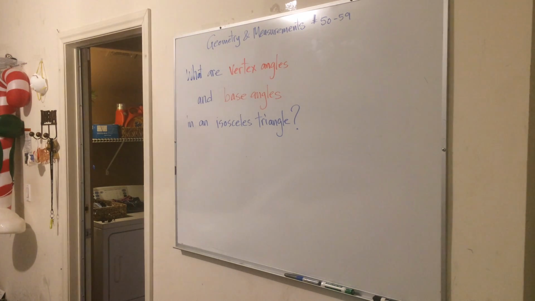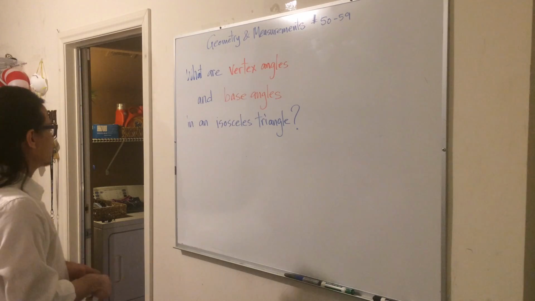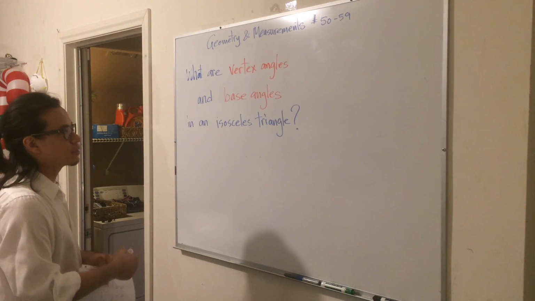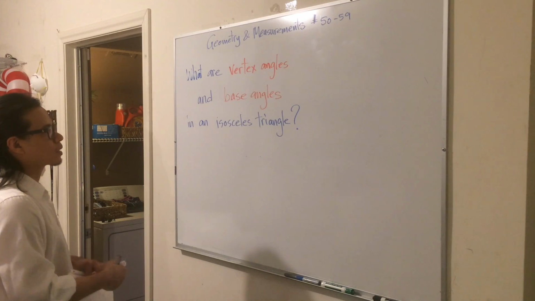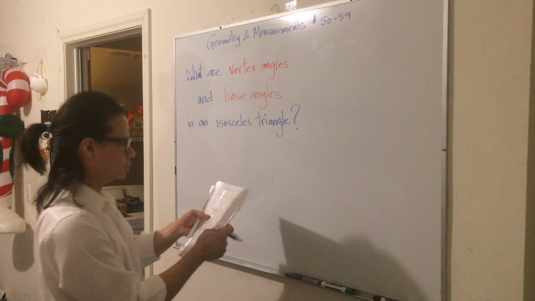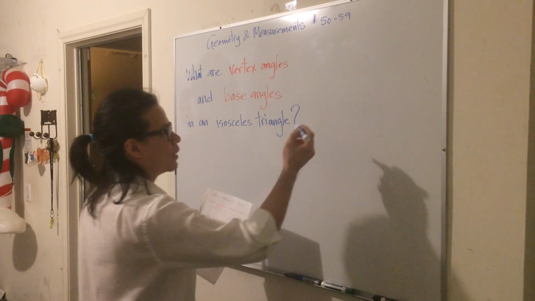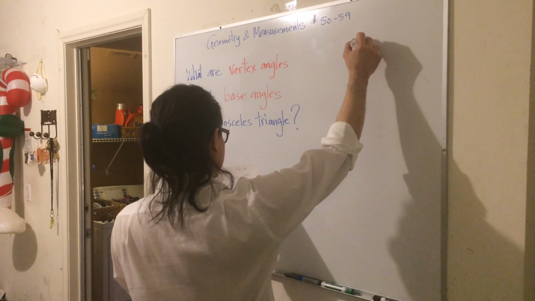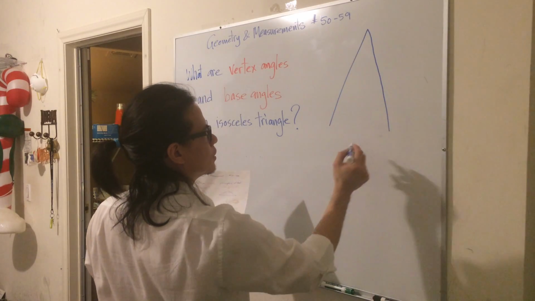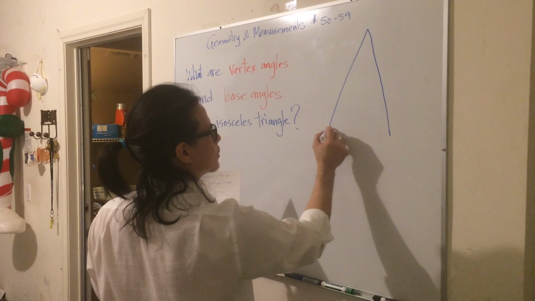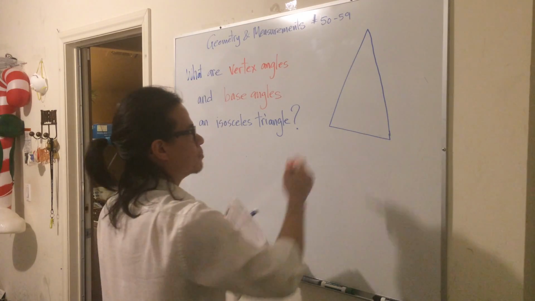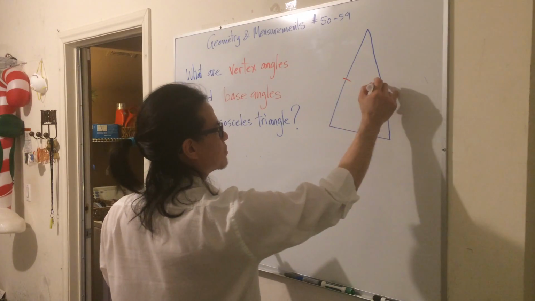So here, the question is, what are vertex angles and base angles in an isosceles triangle? Okay, so some new vocab here to pay attention to. Let's bring back our isosceles triangle. Remember, an isosceles triangle is when you have two sides congruent. So the length of this side is the same as this side here.